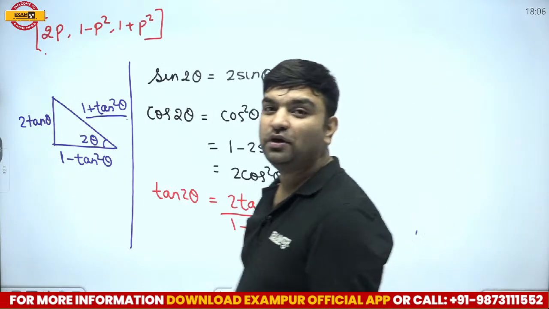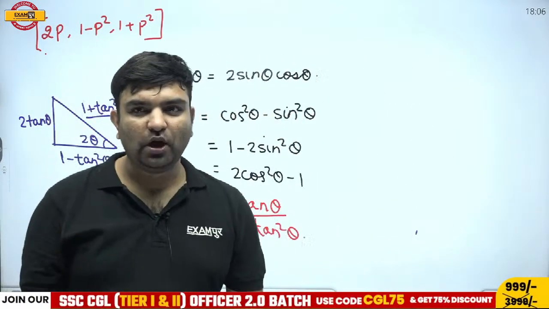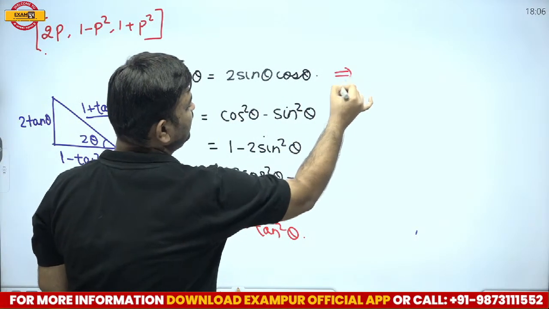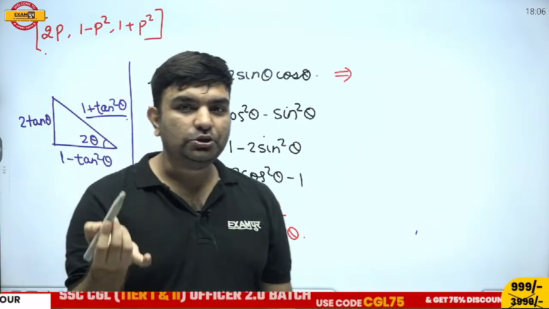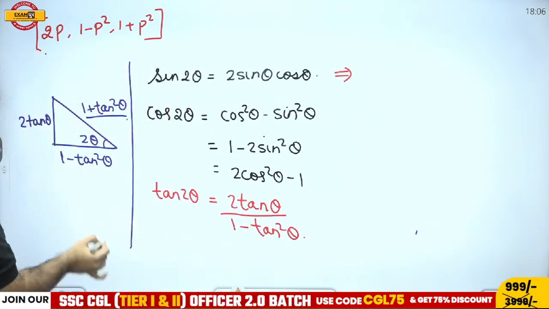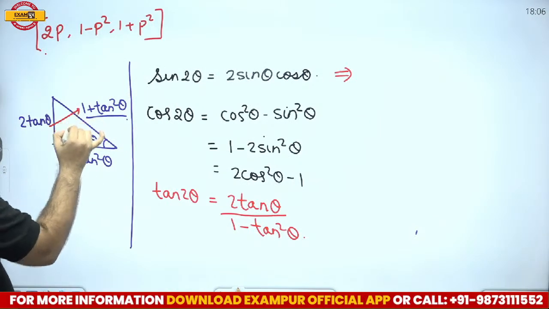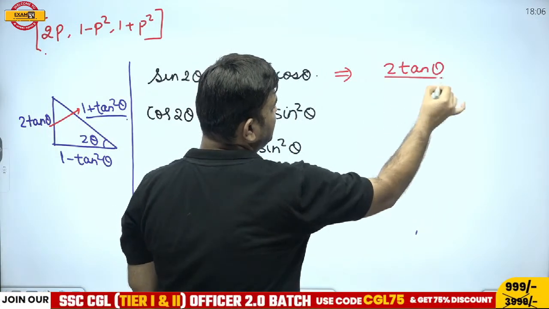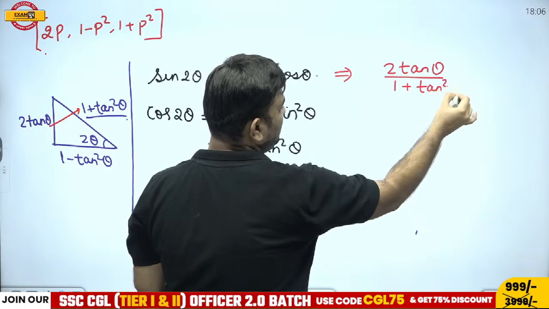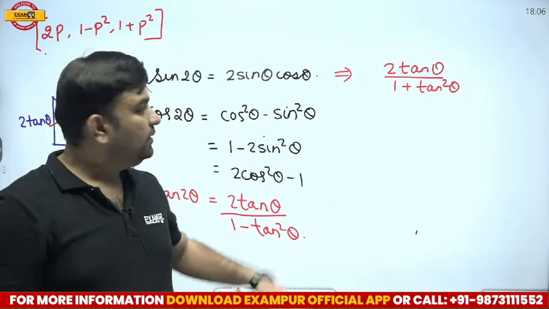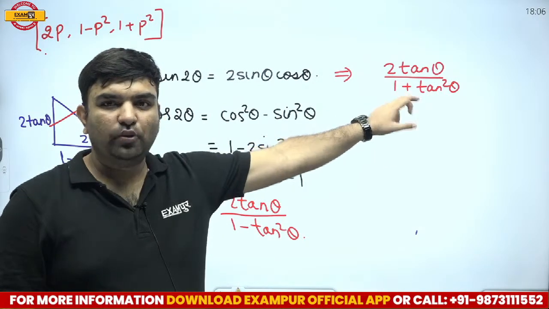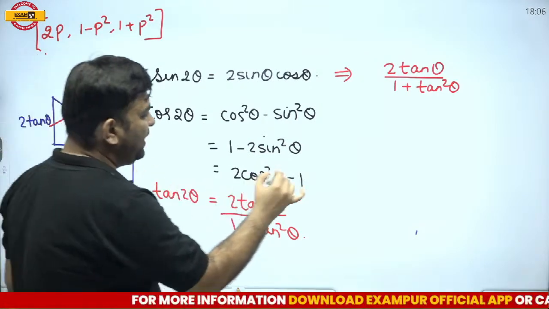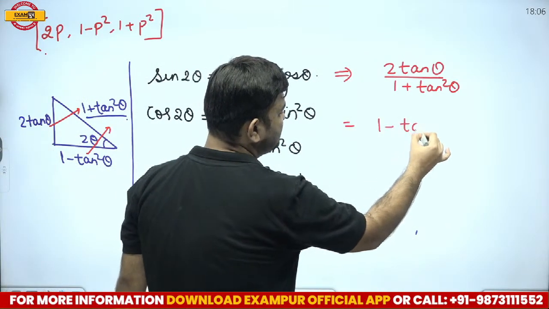Now, what is the benefit of it? The benefit is that now you are ready with two more formulas as well. Sine 2 theta becomes perpendicular over hypotenuse, that is 2 tan theta upon 1 plus tan square theta. And similarly, cos 2 theta becomes 1 minus tan square theta upon 1 plus tan square theta.